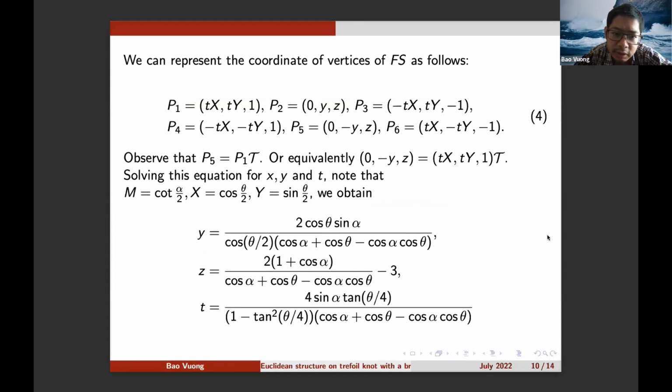of T, X, Y, and capital X, capital Y, and Z. And we know that P5 is an image of P1 under the rotation tau. So we can find the parameters X, Y, Z, and T in terms of the cone angle theta and alpha, which is shown on the screen.